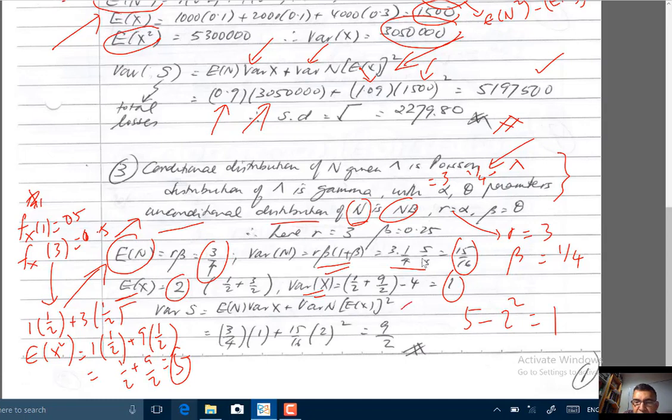Then we use the formula that we are very familiar with. The expected value of N times variance of x, 3/4 times 1. The variance of N, we know, okay, is 15 over 16. The expected value of x is 2 squared. Use the calculator and you will get 9 over 2.